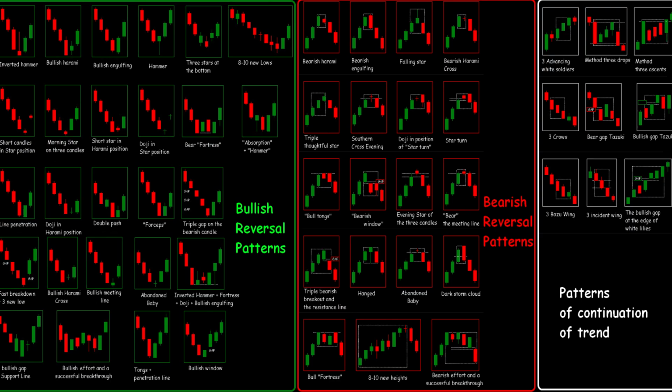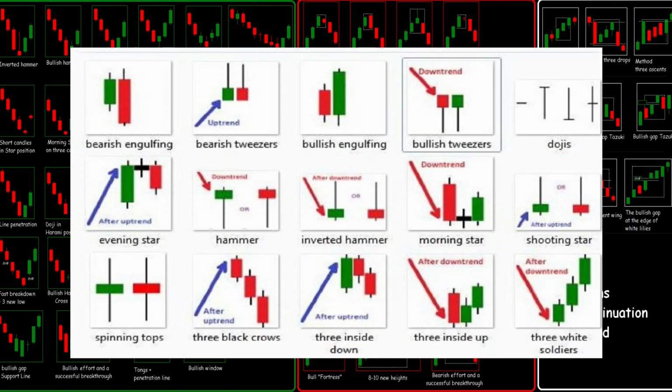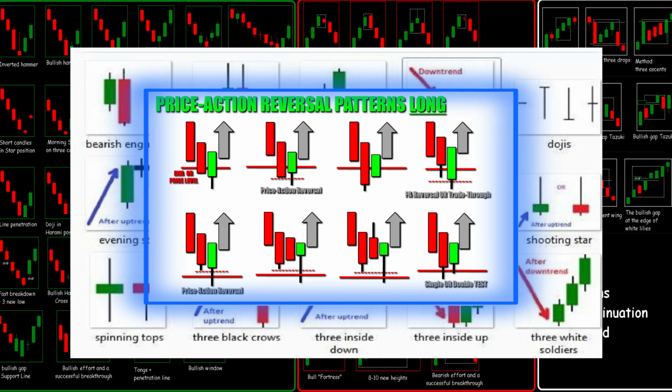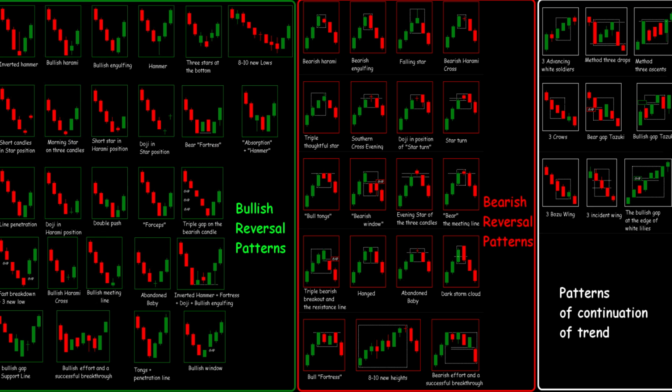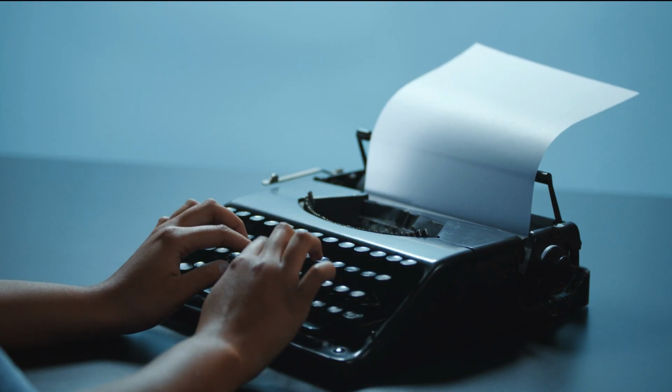In the next video, we will look at a few more candlestick patterns that are also present on the charts. They are no longer formed so often, but they also have good training and statistics. In general, that's all I wanted to tell you in this video.